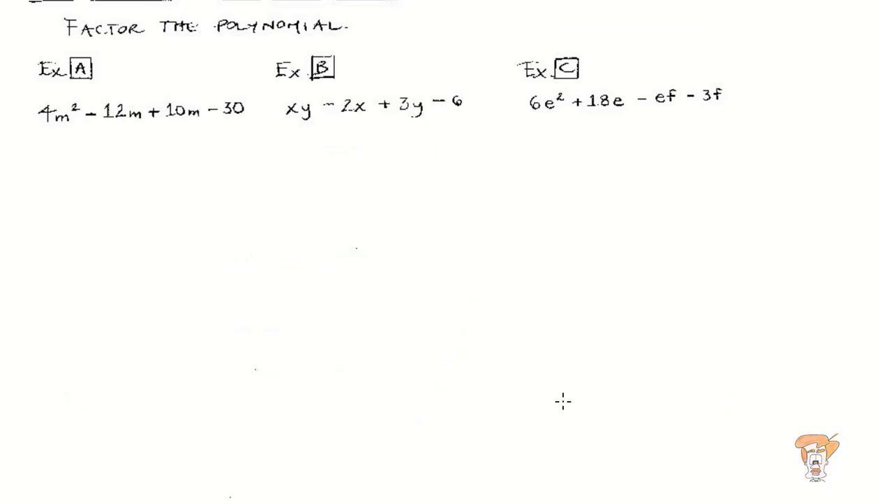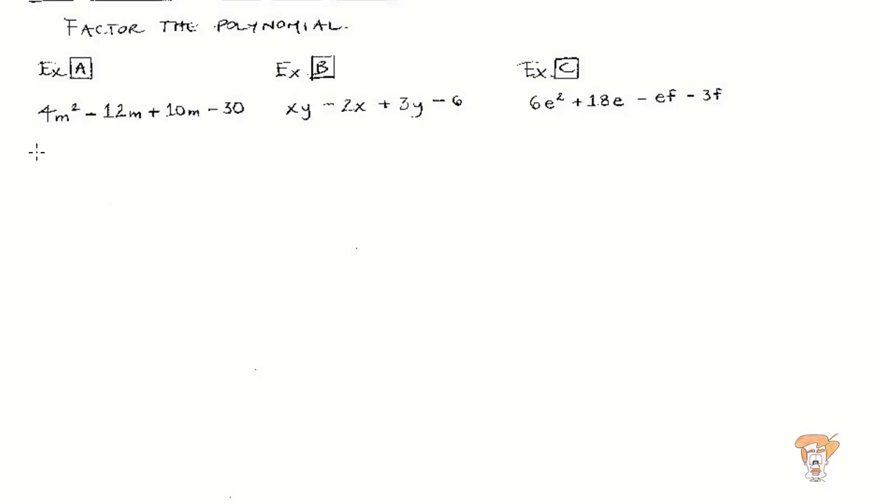Here are 3 examples where we're asked to factor the polynomial. Notice in each of these polynomials there are 4 monomials that comprise the polynomial. What we do is determine the greatest common factor between pairs of the monomials. In example A, we have the monomials 4m squared and minus 12m. The first thing we should do is determine the factors of the monomial 4m squared and the factors of the monomial minus 12m to determine the greatest common factor between those two monomials.